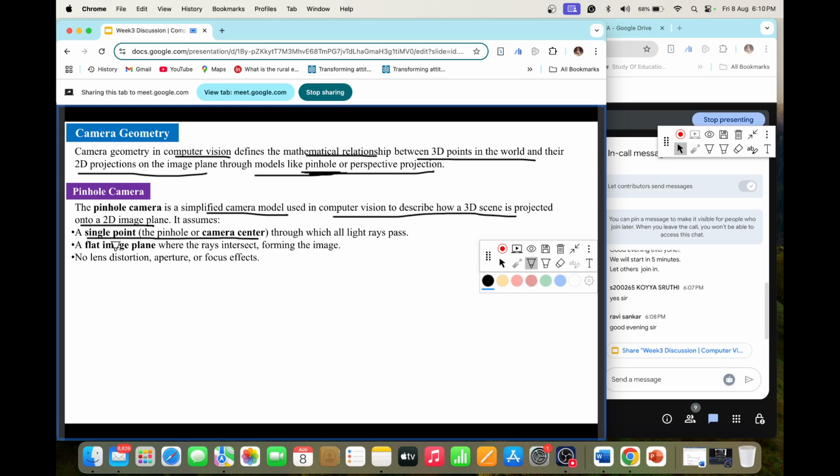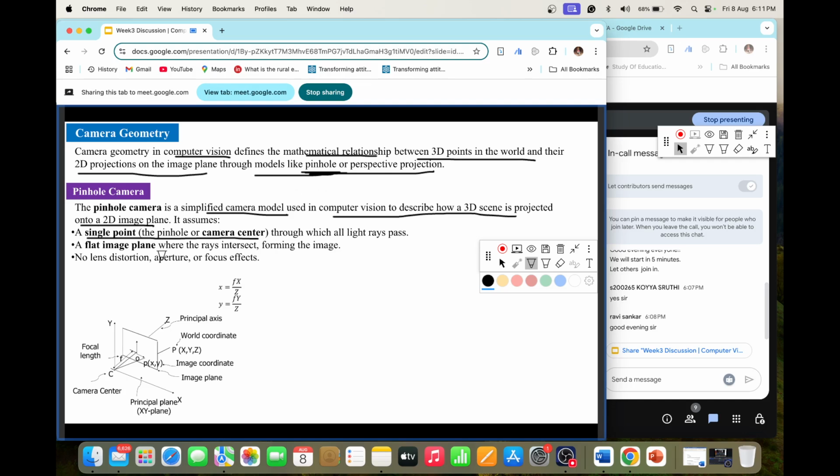Second, a flat image plane. The image plane will be flat, where the rays intersect forming an image. So there will be a single point, also called the camera center, through which all the light rays will pass. And second, there is a flat plane known as the image plane, where the rays will intersect forming the image of the real world coordinate. And there is no lens distortion, aperture, or focus. So this is the most simplified camera, that is the pinhole camera.